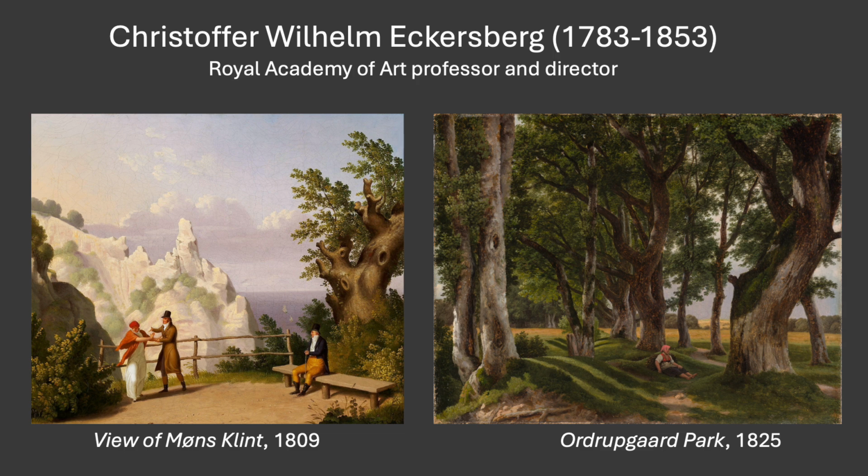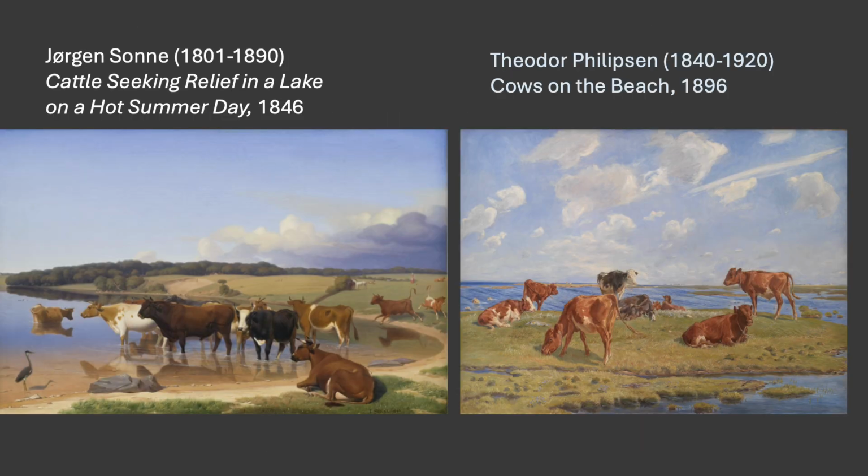Unlike state-sponsored art academies elsewhere, Denmark's Royal Academy of Art promoted love of homeland, social and political equality, and the vision of a nation where everyone is safe and their needs are met. Thus, Academy-trained landscape painters Jürgen Sohne and Theodor Philipsen painted similar typical landscapes a half-century apart. The gentle coastal landscape with grazing cows.